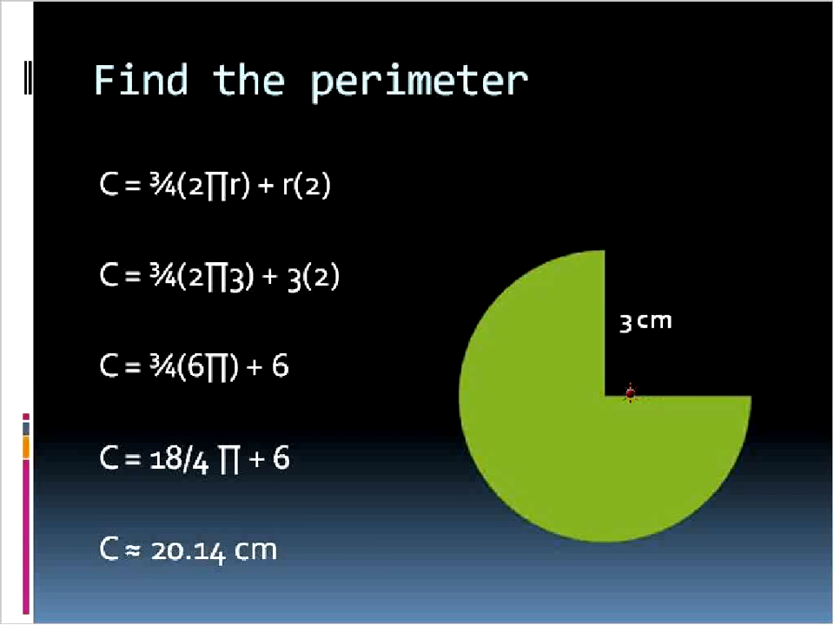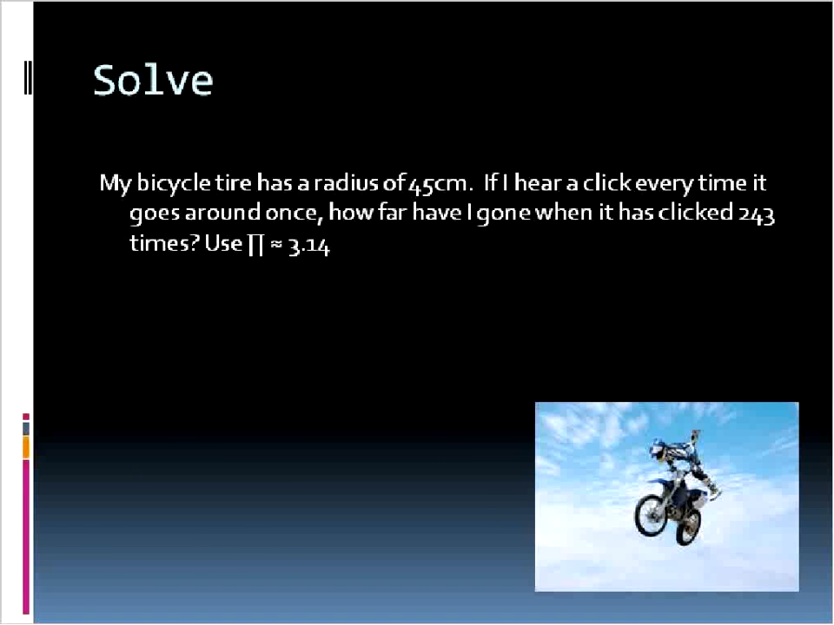centimeters. So if I start here and I go all the way around the perimeter, all around the outside of this shape, I will find that it is 20.14 centimeters approximately, give or take a 1,000th of a centimeter. So now I'm going to solve the next question, because it says solve, and I like to follow directions.